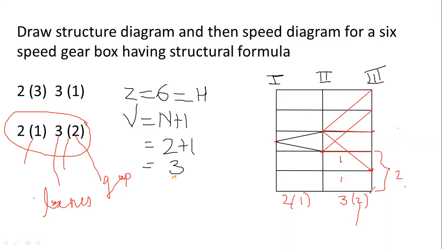So you know that this is the point I'm talking about. I have to join it, right? So rubbing out other unnecessary things, I'm going to join this line over here. This completes the structure diagram. Still it is not complete because every time you have to write down this N1, this is N2, this is N3, this is N4, this is N5, and this is N6.